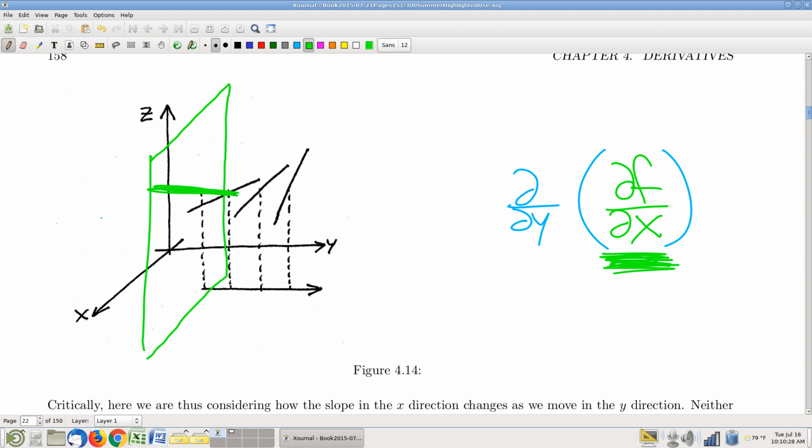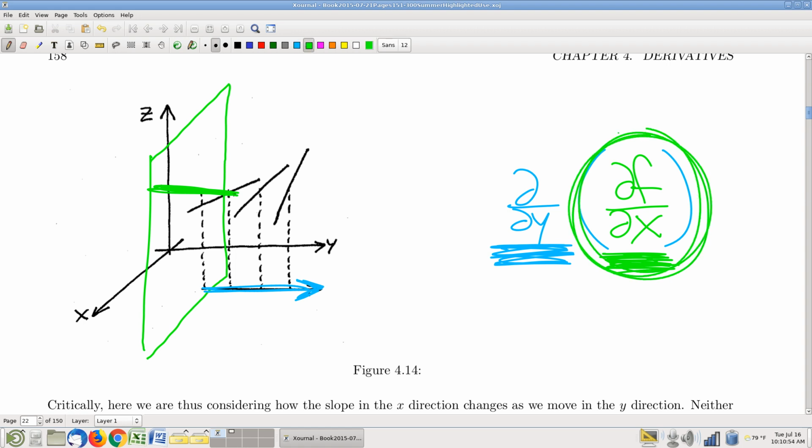That's what the x partial is. The y partial, then, I'm going to interpret in a different way. Don't think slope when we're looking at the y partial. Think instead that it's a directional derivative. So when we're taking this y partial, we're asking, as I move in the y direction, how is this function changing? So how are the x slopes changing as I move in the y direction?